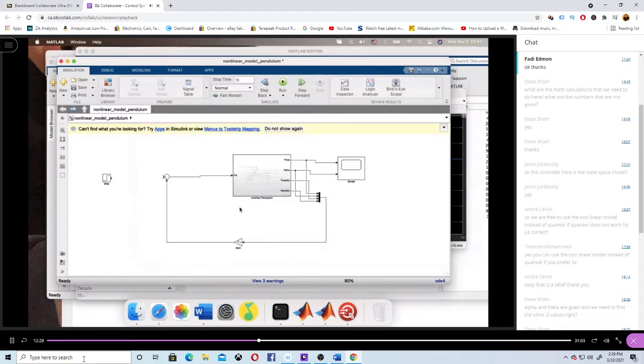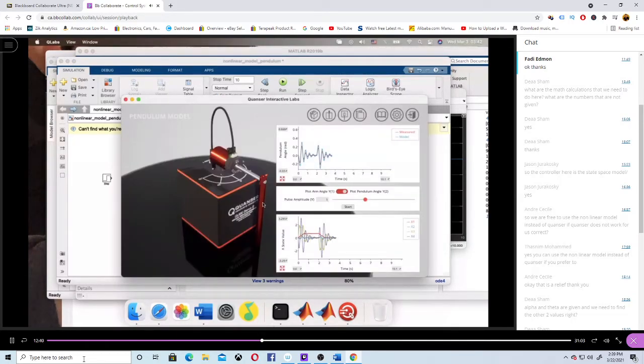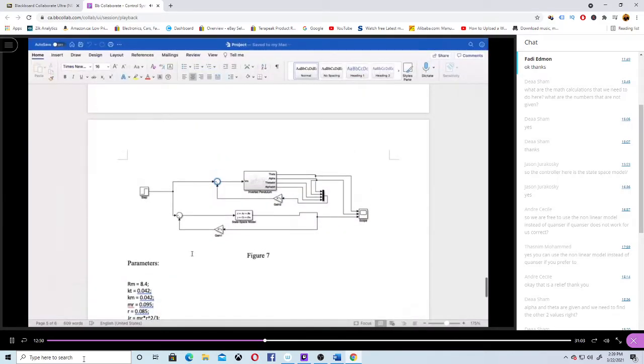And if you are using the Quasar software, it will give you the same results from the scope. Meanwhile, this rod will always stay at this inverted position, no matter what kind of input you have here. So that's how the pendulum works, and after implementing the controller, those are the results you should obtain.